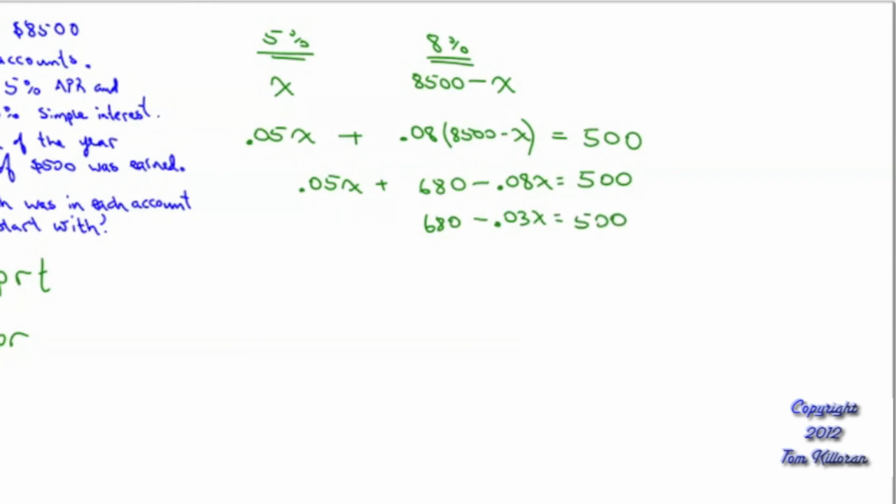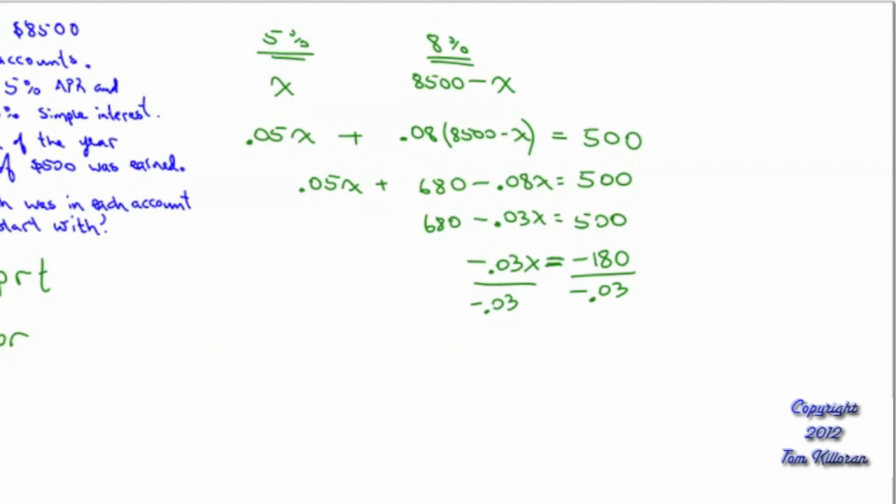Now what? Subtract the 680 across and you get negative 0.03x is equal to negative 180. Okay, and then divide both sides by negative 0.03. The first check for this problem that we've actually done it right: negative divided by a negative is a positive. If you ended up with a negative answer over there, more than likely you got this subtraction backwards. You wrote it as x minus 8,500 rather than 8,500 minus x.